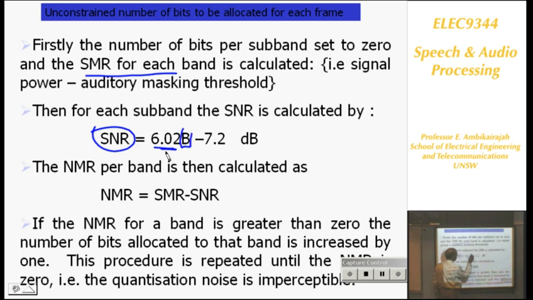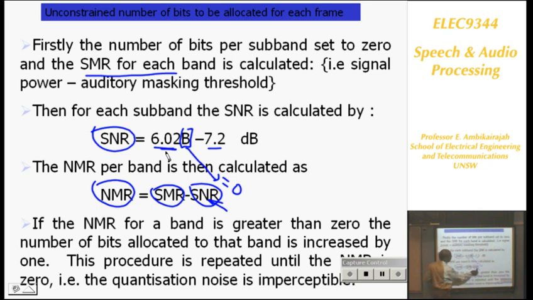6.02 times B minus 72 is the signal-to-noise ratio. So if you have one bit you're going to allocate, that's the signal-to-noise ratio. So what you do is, you say NMR is equal to SMR minus SNR. So you make sure SNR is 0 first, B equal to 0, and NMR equal to SMR.